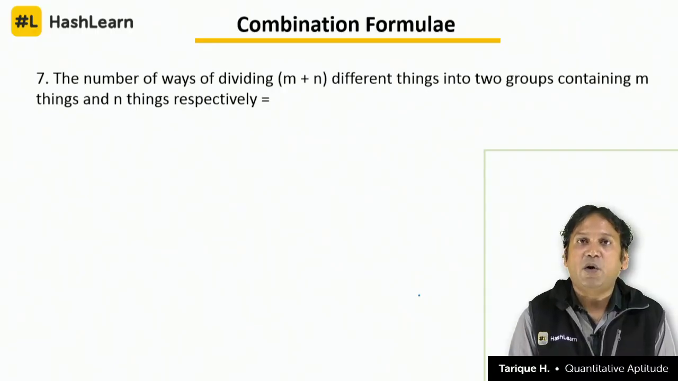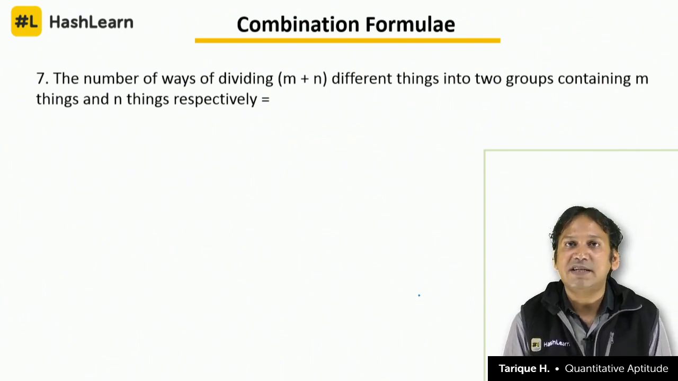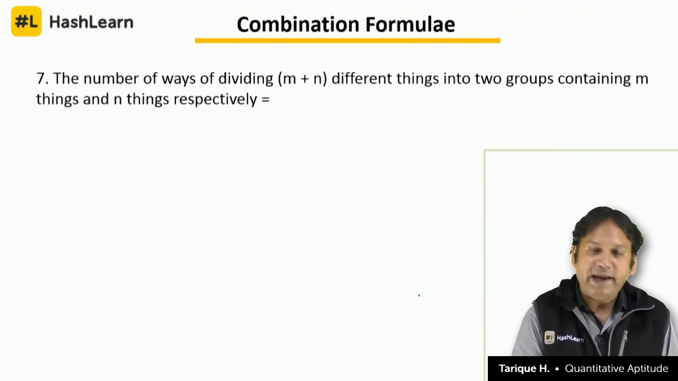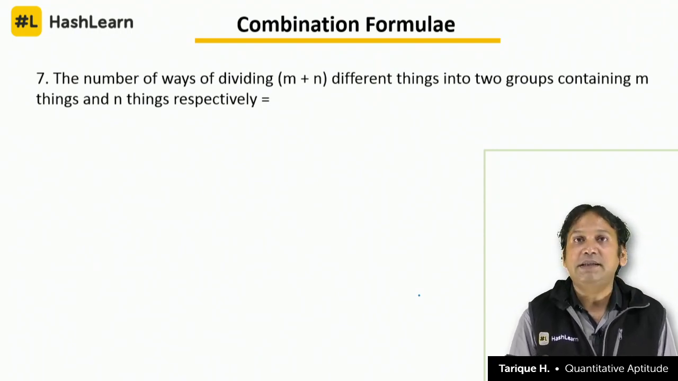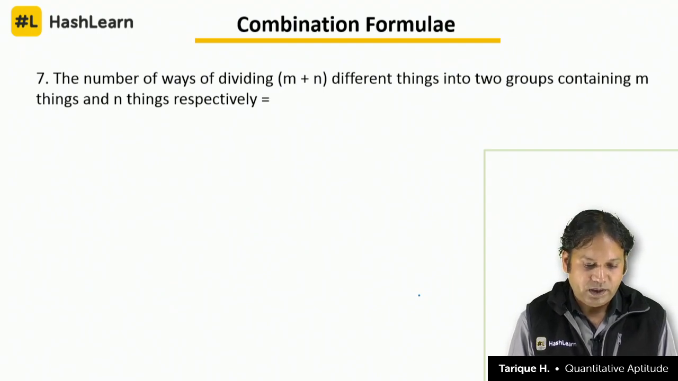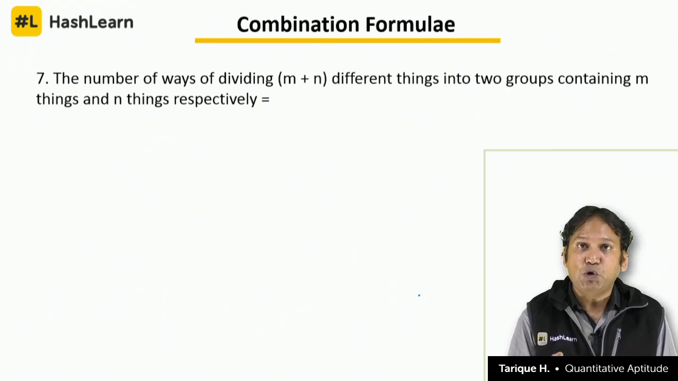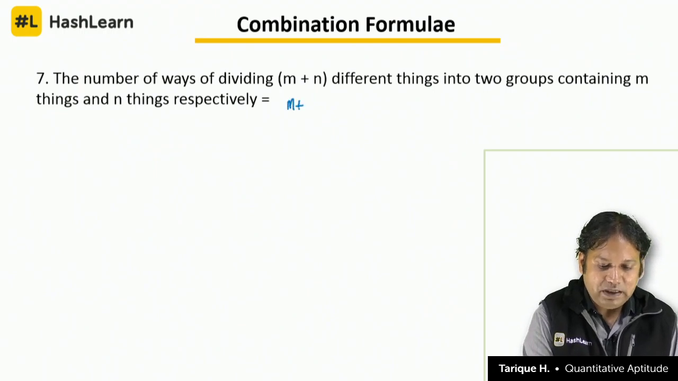Now continuing with the topic of combination, the seventh formula of combination. Now this is an advanced level formula of combination that deals with dividing things into groups. The number of ways of dividing m plus n different things into two groups containing m things and n things respectively. Total how many things we have? M plus n. We are dividing them into two groups, one containing m things, one containing n things. Number of ways will be equal to m plus n factorial divided by m factorial into n factorial.